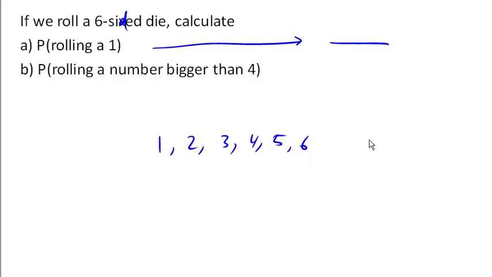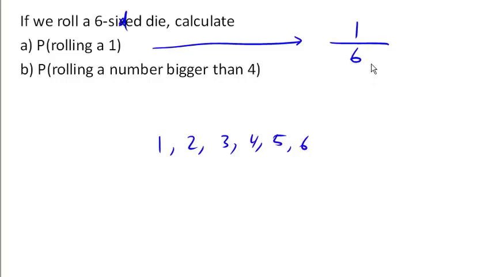How many total simple events are there? How large is our sample space? 6. So there is a 1/6 probability of rolling a 1 on the die. Now, you could also write that as a percent. It's about 17%. But we'll probably be using fractions most of the time because it's a little easier.